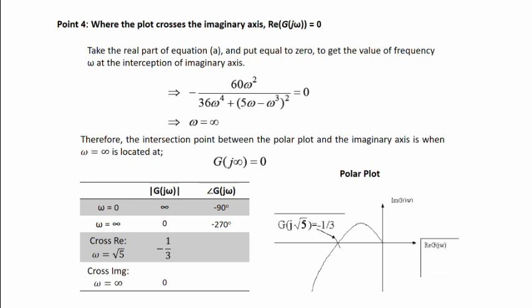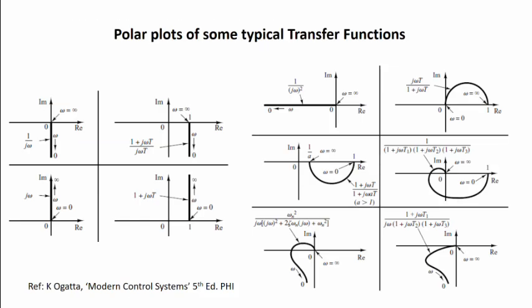Okay, so with this example, we have understood how to find out the entire polar plot of any particular transfer function. Let us see the polar plots of some typical transfer functions which are shown in the book of Katsuhiko Ogata, Modern Control Engineering, 5th edition by PHI.